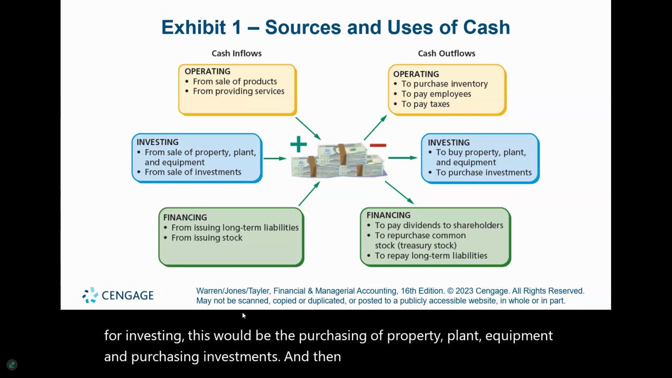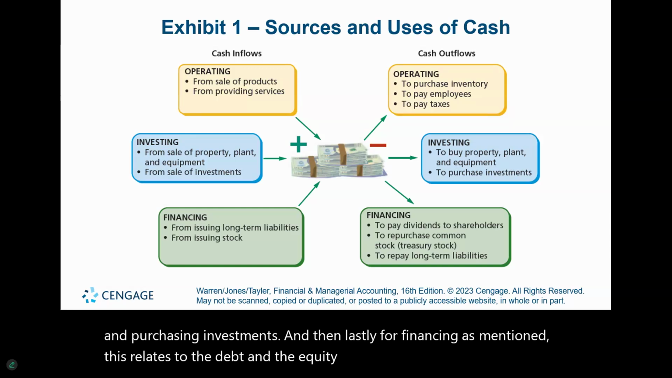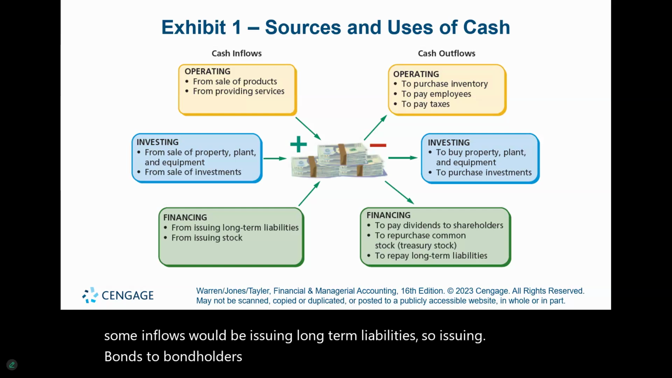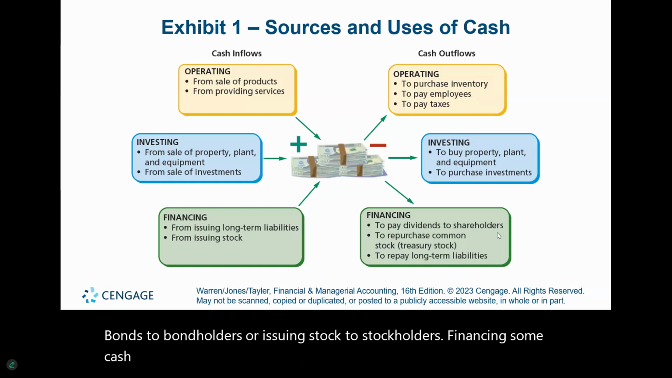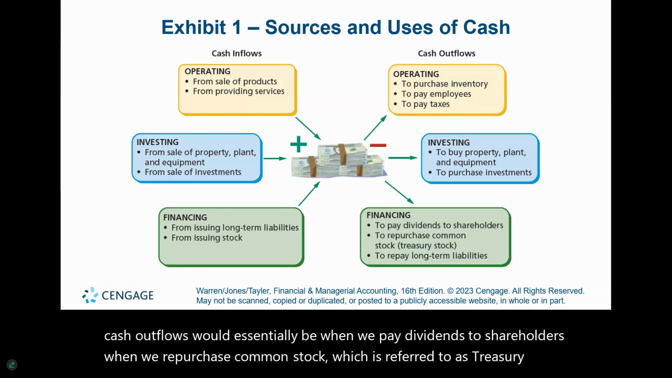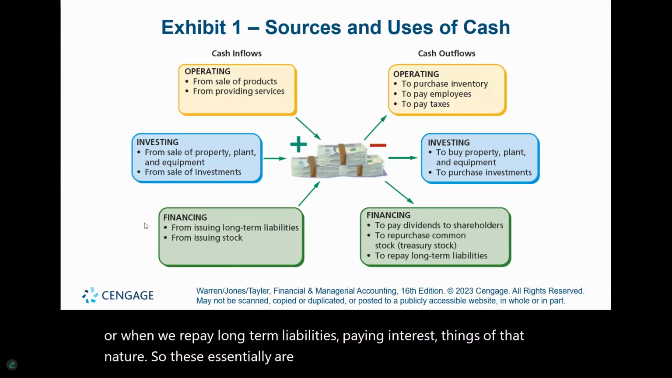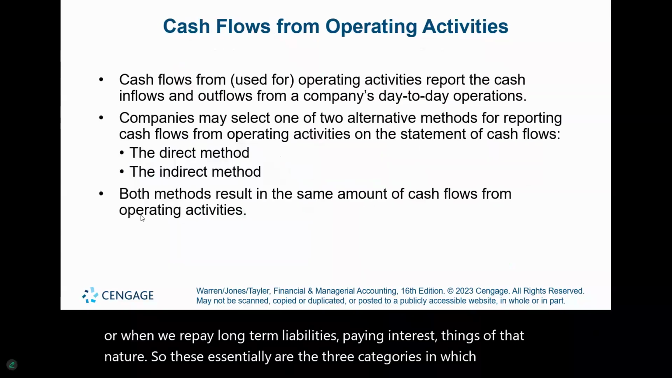And then lastly, for financing, as mentioned, this relates to the debt and the equity of a corporation. So some inflows would be issuing long-term liabilities, so issuing bonds to bondholders or issuing stock to stockholders. Financing, some cash outflows would essentially be when we pay dividends to shareholders, when we repurchase common stock, which is referred to as treasury stock, or when we repay long-term liabilities, paying interest, things of that nature. So these essentially are the 3 categories in which cash flows are being broken down.